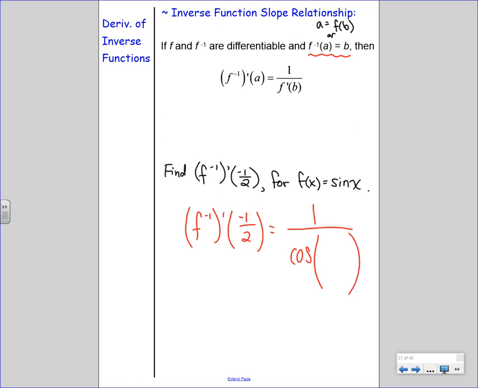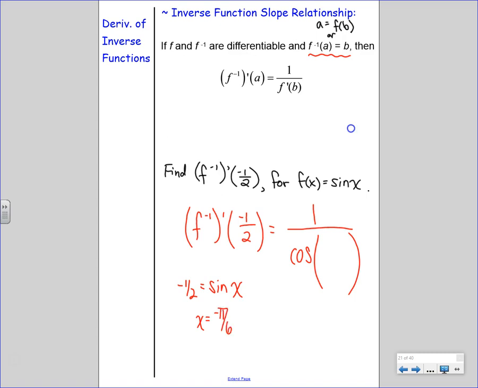You plug in b. We need b. We need the x of the original, and this is not it. So this is the a, this needs to be set equal to the original. So we're going to take -1/2, set it equal to sine, and how do we find the value that goes along? Sine inverse. What's sine inverse of -1/2?